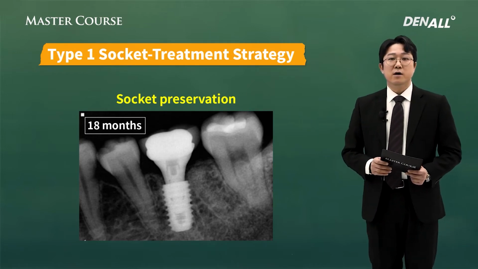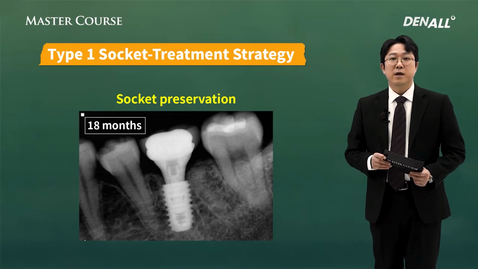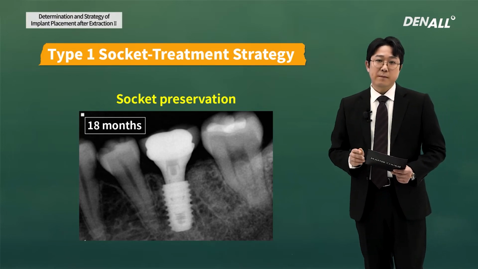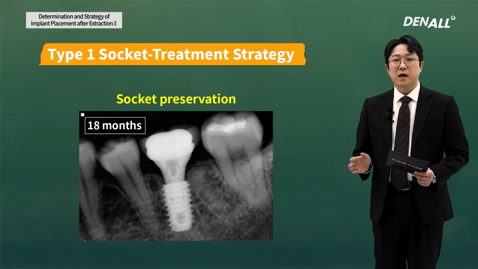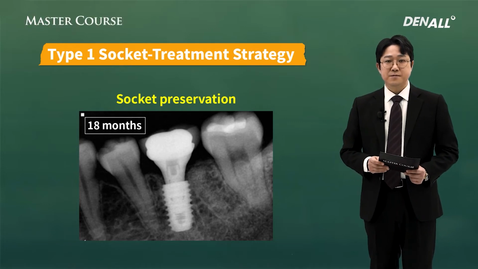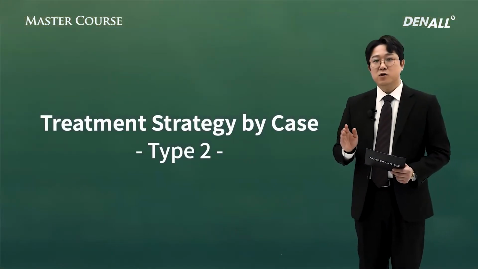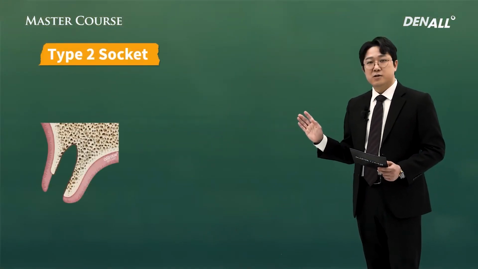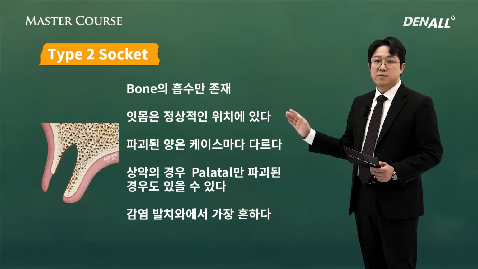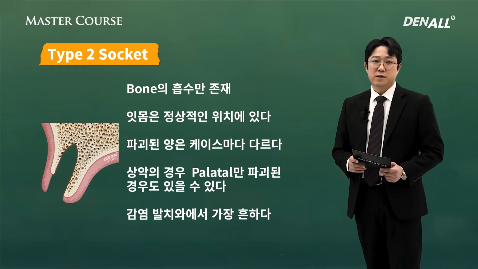In type 1, when you do immediate implantation, delayed placement, and socket preservation, the 3 cases were shared. In a sound socket, regardless of which method you choose, you can get relatively nice treatment results. Bone resorption level may differ depending on the case, but there's just bone loss and no atrophy of the soft tissue, and this is frequently observed in a diseased socket.